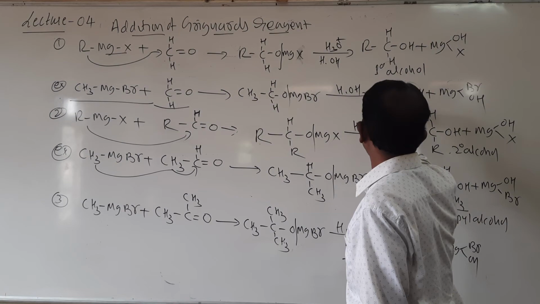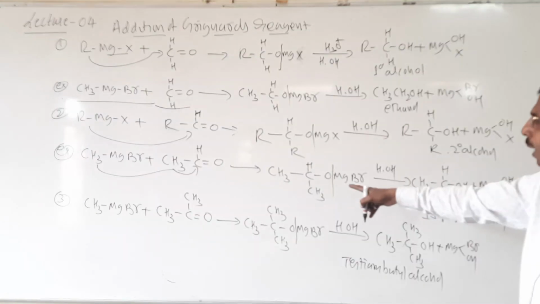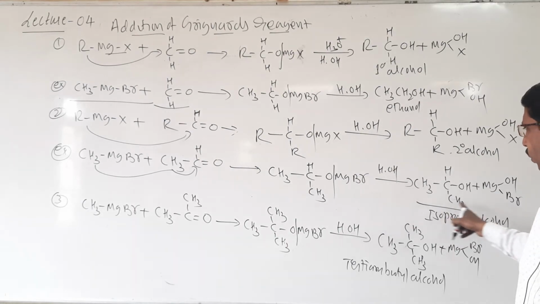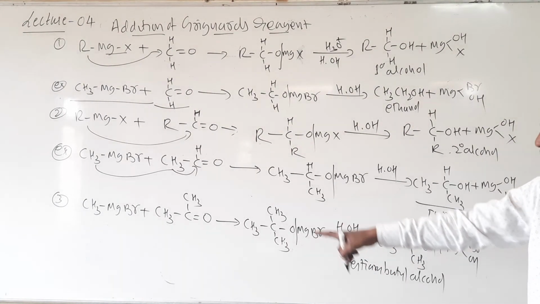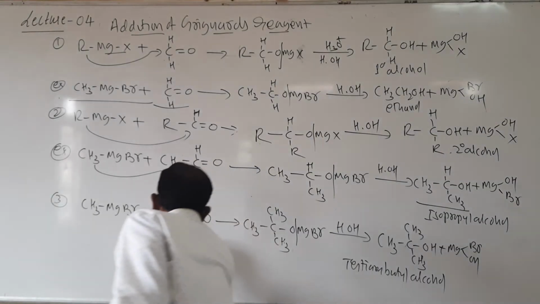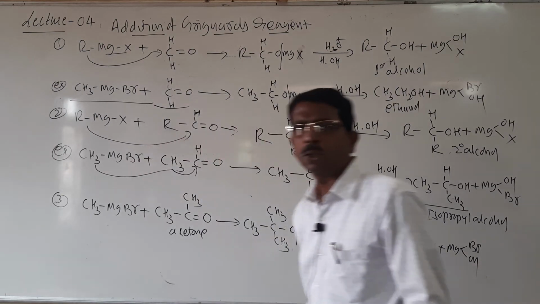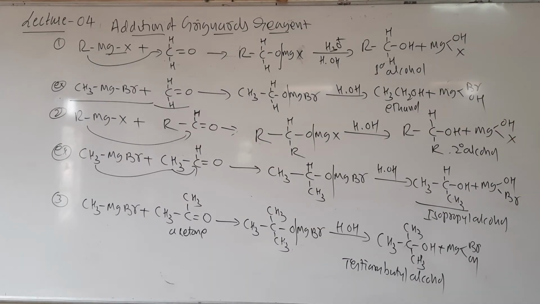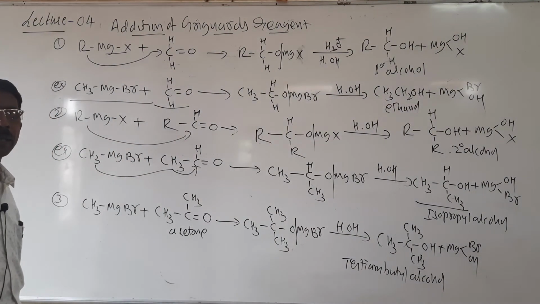It is ethanol. And when Grignard's reagent is treated with acetaldehyde, it gives a secondary alcohol, isopropyl alcohol. And when Grignard's reagent is treated with acetone, it gives a tertiary alcohol, tertiary butyl alcohol. So students, here it is about the reaction with Grignard's reagent.